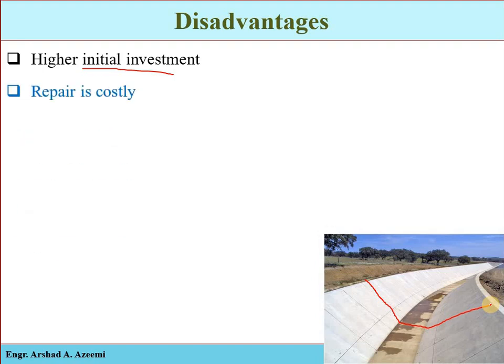Also, repair is costly. Most importantly, for example, if some breakage or damage occurs, then this whole surface area will have to be dismantled and then repaired again. So as compared to the unlined canal, its repair is costly. But remember, overall repair is less frequent than in the unlined canal, but the cost of repair is more.